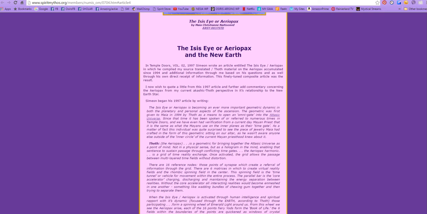Since that time, it has been spoken of numerous times in Temple Doors, and we have even had verification from a current-day Mayan priest that it is the same as what the Mayans use on the inner planes as their time gate. This individual was quite surprised to see the piece of jewelry Maya had crafted in the form of this geometric sitting on our altar, as he wasn't aware anyone outside of the inner circle of the current Mayan priesthood knew about it.